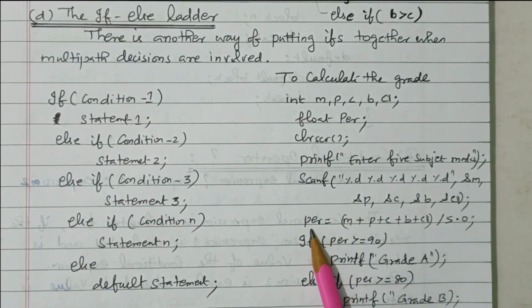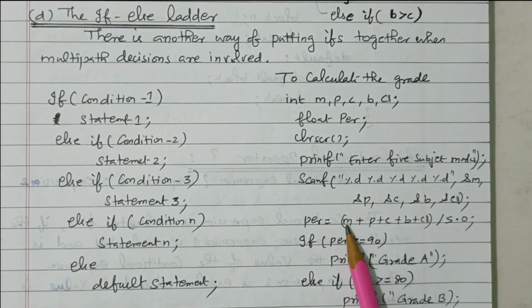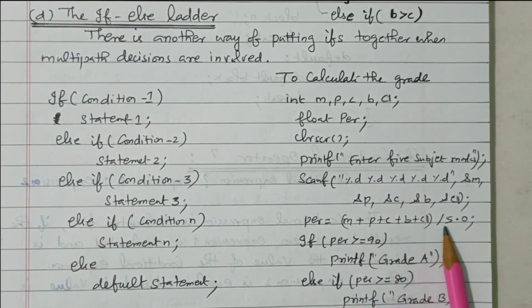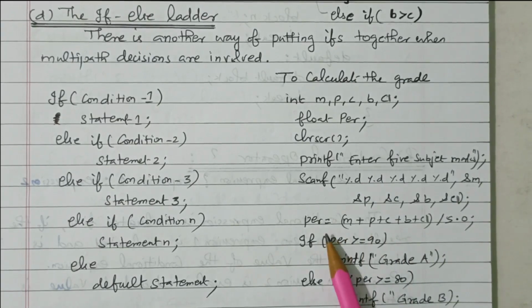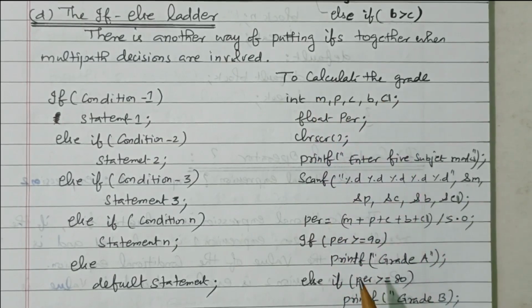Now we can calculate the percentage. Percentage is nothing but we have to add all the marks and divide by 5, because there are 5 subjects available: maths plus physics plus chemistry plus biology plus computer science. After adding, it is divided by 5, right? Now we got the value of percentage. Based on the percentage, we can decide the grade. Our aim is to calculate the grade of the student, right?